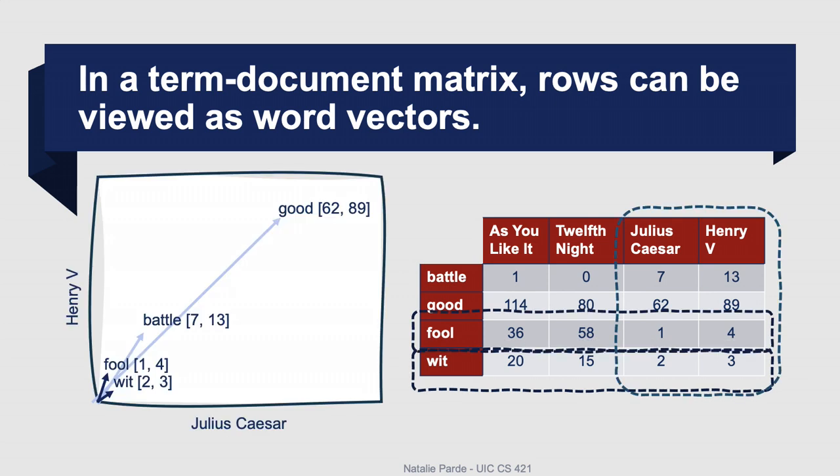We can then go ahead and plot these vector points to see where they exist in our vector space. In this case, our vector space is 4-dimensional, but it's hard to represent a 4D space on a 2D slide. So I just plotted the Julius Caesar and Henry V dimensions here. We can see that the words fool and wit appear to be pretty close to one another in our vector space, whereas battle and good are a bit further away.